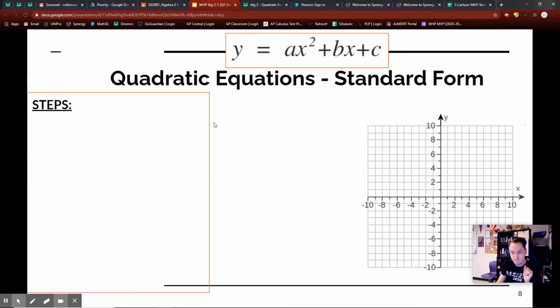But here are the steps. I encourage you to write these down. Again, if the A is plus or the A is minus, it's going to open up or down, respectively.